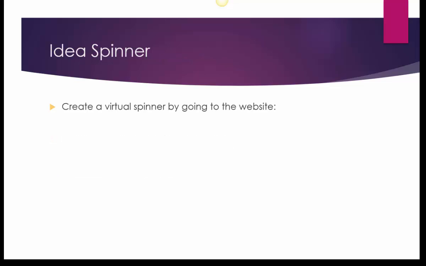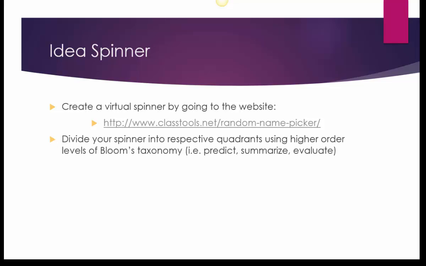The Idea Spinner. So first, you would create a virtual spinner by going to the following website. After you create a virtual spinner, which we will do in a minute, you'll divide your spinner into respective quadrants using higher order levels of Bloom's taxonomy, such as predict, summarize, evaluate. You could use lower levels such as identify, state, apply.